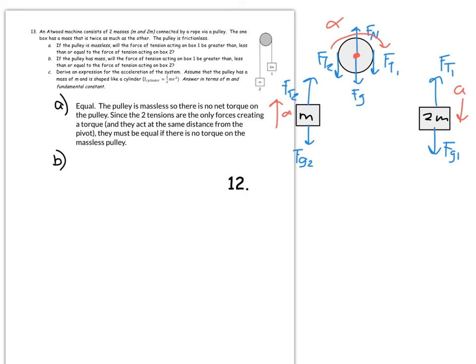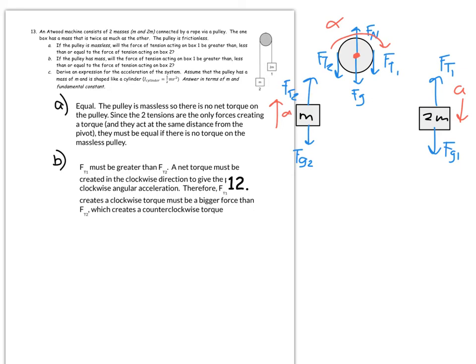That means that FT1 must be greater than FT2. And the reason for that is we need to create a net torque in the clockwise direction. And therefore, FT1, which is creating a clockwise torque, must be a bigger force, so it creates more torque than FT2, which is creating a counterclockwise torque.